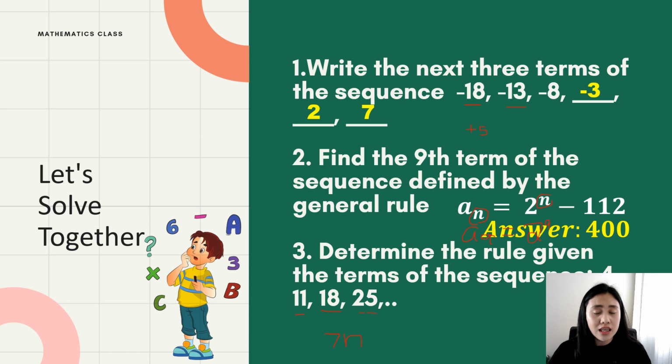But 7n is not enough, hindi pa kumpleto bilang rule niya. Dahil kung 7n lang, to get the first term, we are going to replace n by 1. So we will get 7 times 1, which is equal to 7. But the first term is 4, not 7. So what can we do to 7 to make it 4? We are going to subtract 3. 7 minus 3 equals 4. Therefore, the rule would be a sub n equals 7n minus 3.